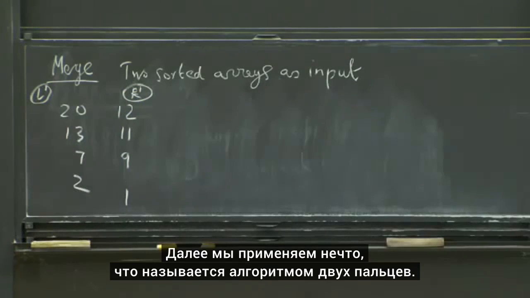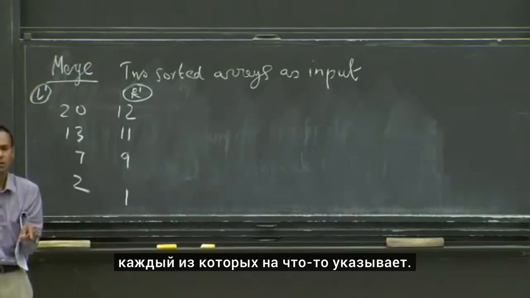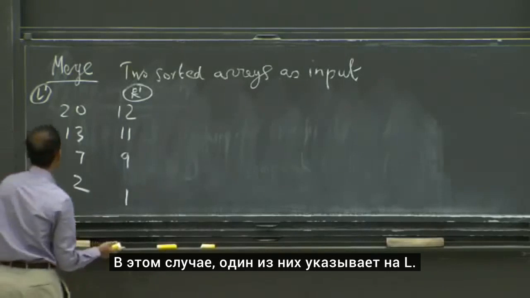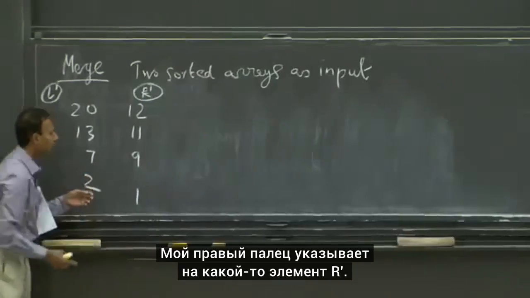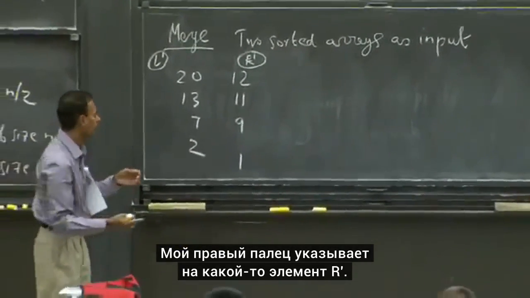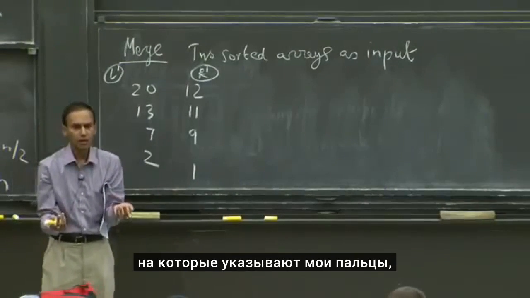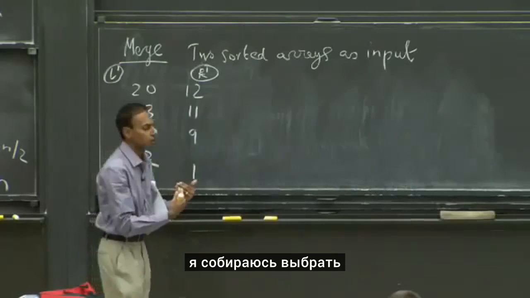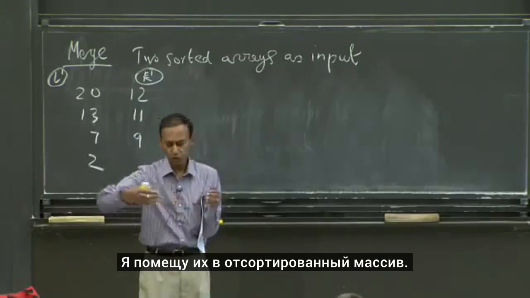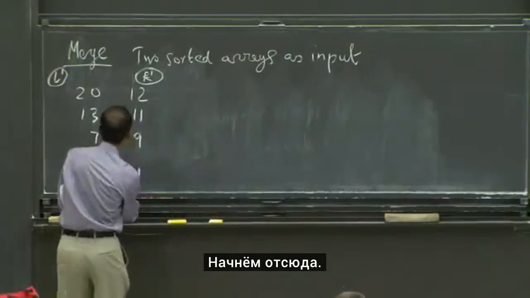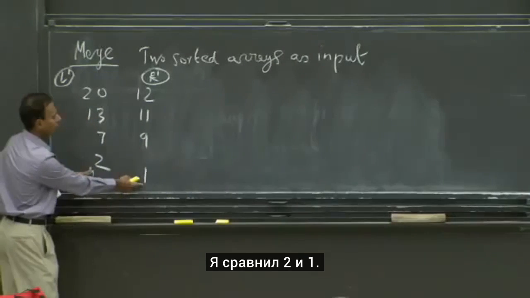What you have is what we call a two-finger algorithm. And so you got 2 fingers, and each of them point to something. And in this case, one of them is pointing to L. My left finger is pointing to L prime, or some element in L prime. My right finger is pointing to some element in R prime. And I'm going to compare the 2 elements that my fingers are pointing to. And I'm going to choose, in this case, the smaller of those elements. And I'm going to put them into the sorted array. OK, so start out here. I look at that. And I compare 2 and 1. And which is smaller?